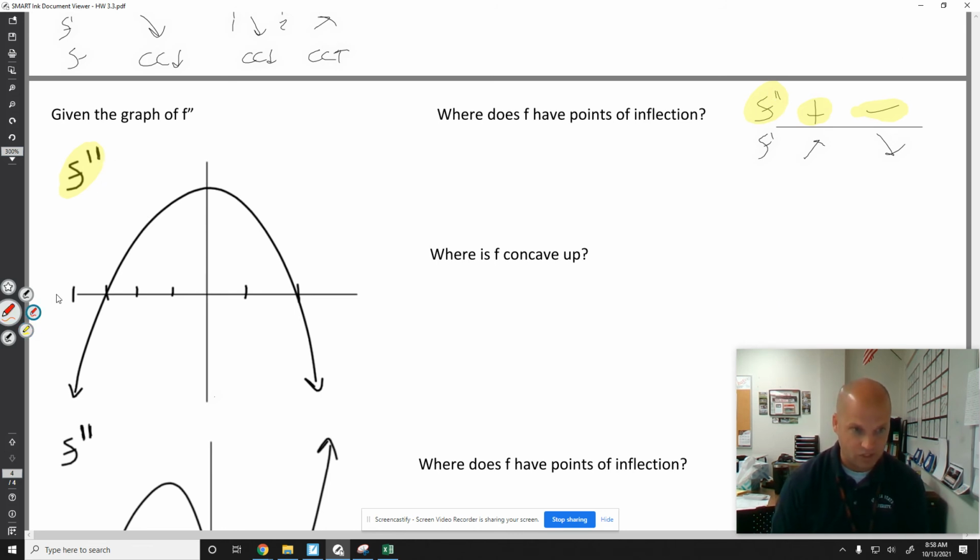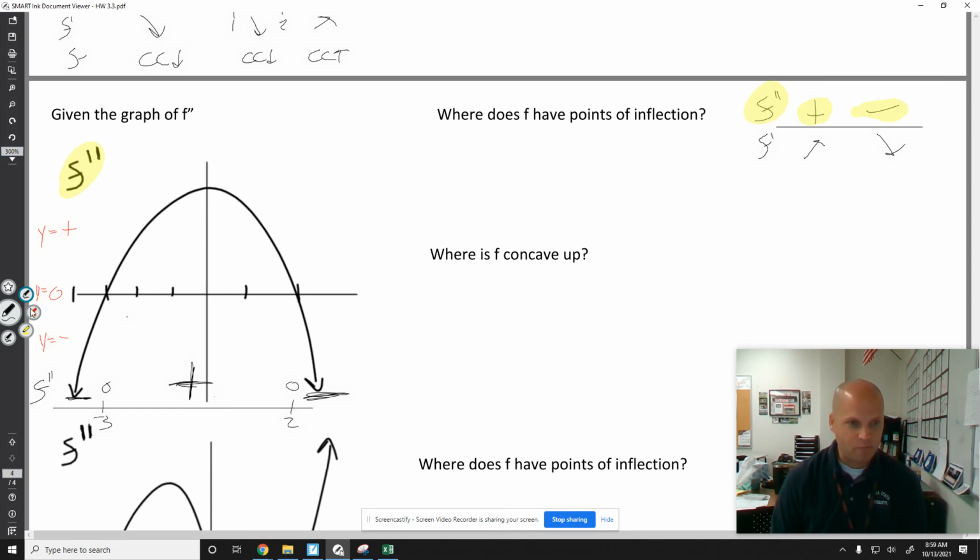Well, f double prime is 0 when it hits the x-axis, if this is the graph of f double prime, when its y coordinates are 0. When its y coordinates are positive, f double prime is positive. When its y coordinates are negative, f double prime is negative. So actually, f double prime has negative values until negative 3, positive values until 2, and then negative values after 2. It has a 0 at negative 3 and a 0 at 2.